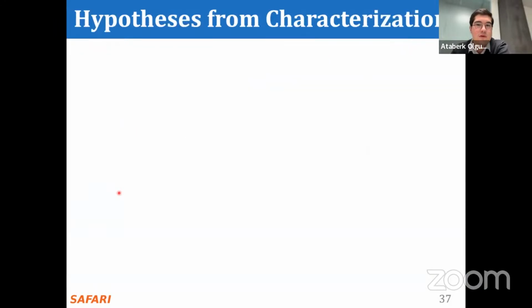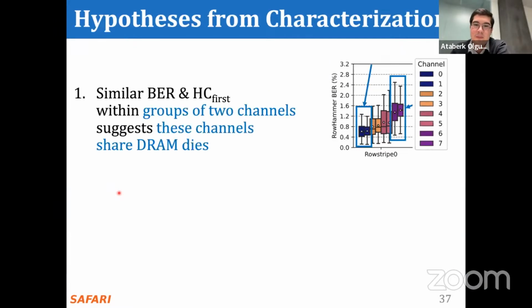So we formed two key hypotheses from our study. First, we attribute the similarity in bit error rate and HC first within groups of two channels, such as the ones that I highlighted here, to their physical placement inside the HBM chip. We think that these groups of two channels share the same DRAM die. So I've shown you the 3D stacked architecture of HBM2 chips. Basically, we think that these groups of two channels reside in the same layer.